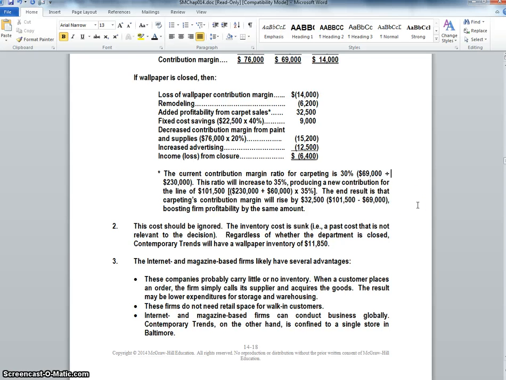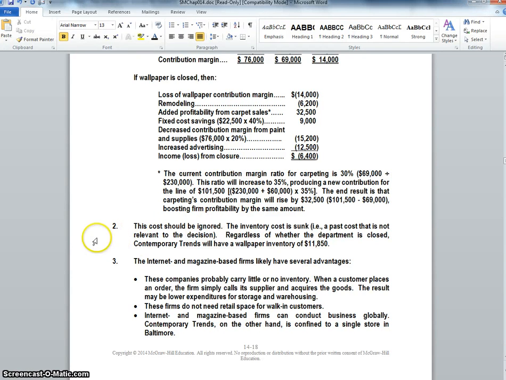All right, if we're all set with part 1 of the problem, let's continue to part 2. So part 2 asks if your decision would be any different if you knew you had $11,850 in inventory related to the wallpaper. So again, this is a question about relevant costs. Is this cost relevant to your decision making? In this case, this cost should be ignored. The inventory cost is sunk. So there's nothing you can do to change that. So whether the department is closed or whether they keep it, they're still going to have wallpaper inventory of $11,850.